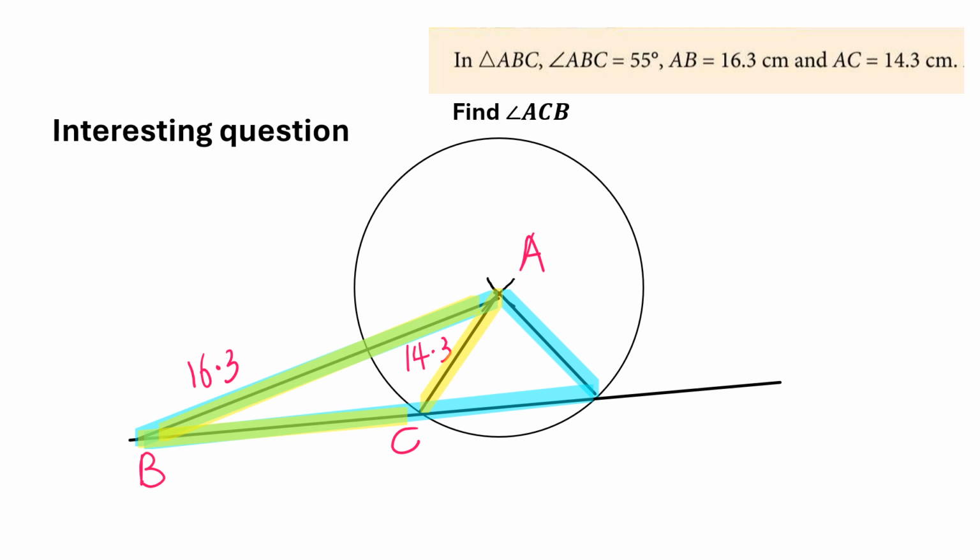Right, so this question is interesting in the sense that there are two possible answers for ACB. Okay, one possibility is that the angle ACB is acute. The other possible angle is when it's obtuse. Because your 14.3 is the radius of a circle with center A. And that's the reason why we can have two different diagrams for this question.